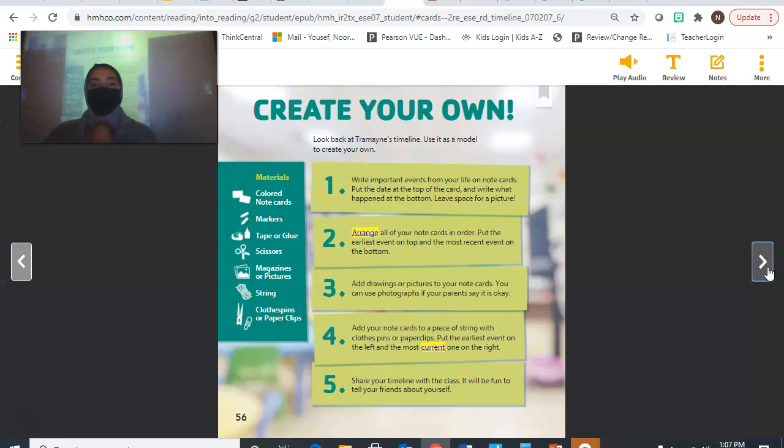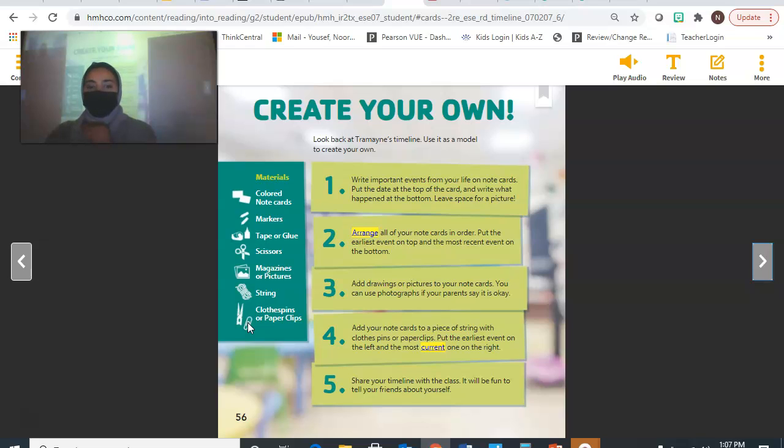So what you guys were asked to do while you were working online is you were asked to create your own timeline. And it gives you instructions here. It says you needed colored note cards, markers, tape or glue, scissors, magazine pictures, string, clothespins, or paper clips. Now, a lot of you guys did it a little differently, not using these materials, and that's okay. And it looks really good, and you did a good job.